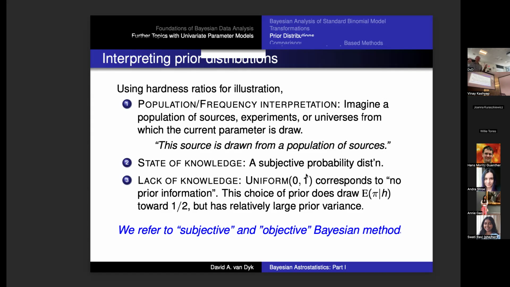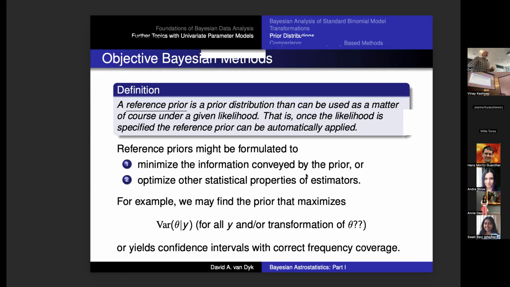I'll refer to subjective and objective Bayesian methods. So this is clearly subjective. This one is trying to be objective, and this one is trying to be objective as well. So let's look at, I don't want to talk too much about this. There's a whole literature on people working on trying to come up with what are called reference prior distributions or objective priors. They are specific to the particular problem.